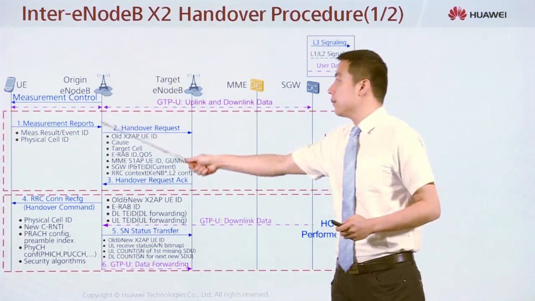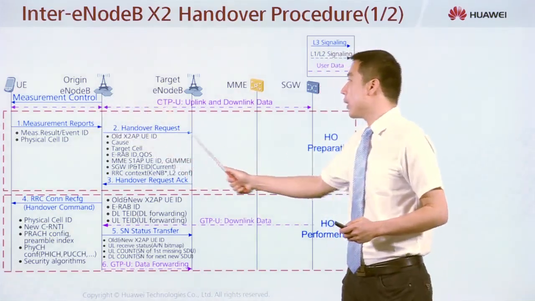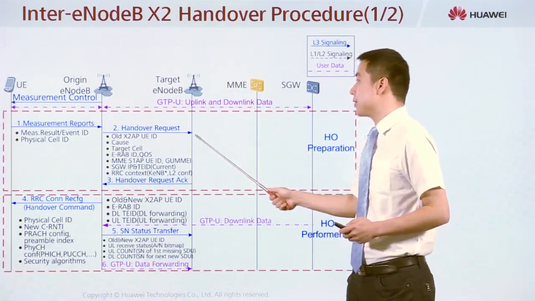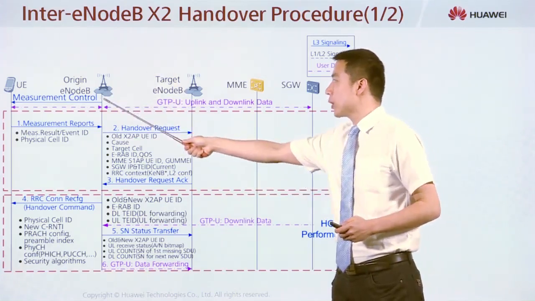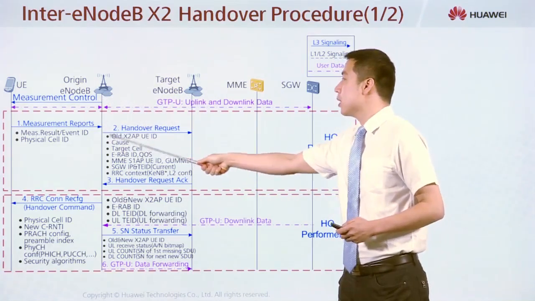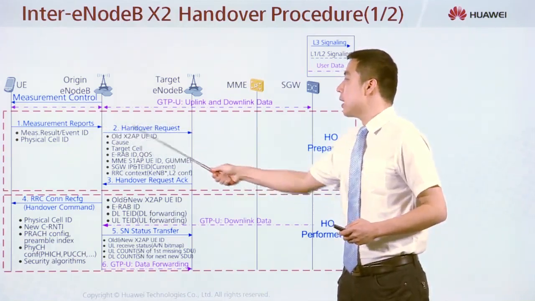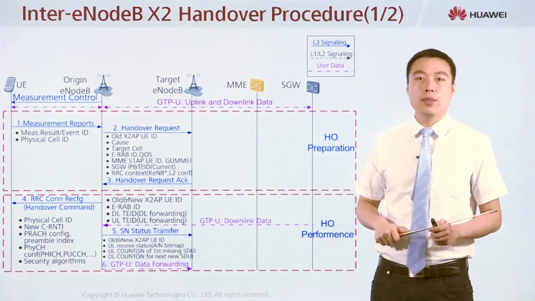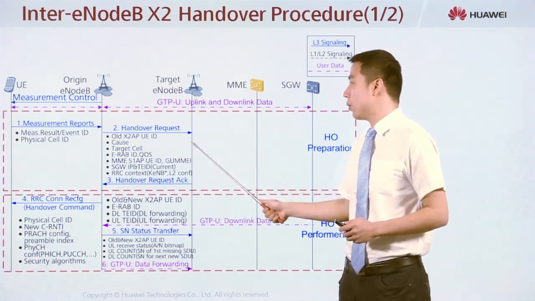From here, the eNodeB has received the measurement report. Then the eNodeB will send a handover request to the target eNodeB through the X2 interface. Because these two eNodeBs, the original eNodeB, also called the source eNodeB, and the target eNodeB, have the X2 interface, we can send the message to the target through the X2. This handover request is used for informing the target eNodeB that there's one user who wants to hand over to the target eNodeB.